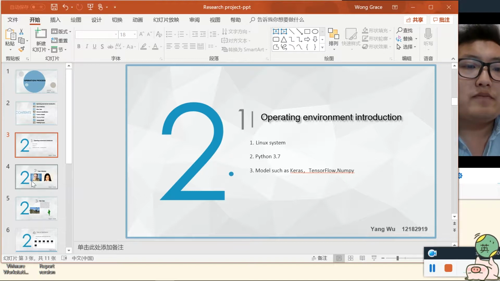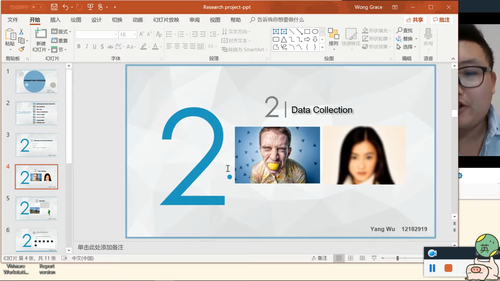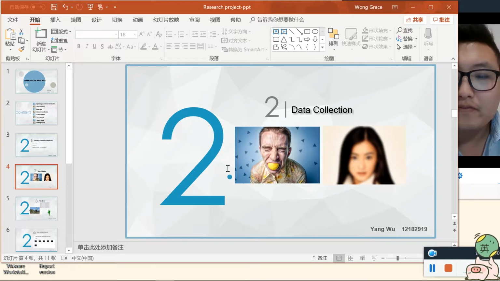So the next is about data collection. Simply speaking, the main part of the image recognition project is to train the model through a large number of samples. So we have to collect a lot of image data, and the quality of the data set will affect the quality of the later training results. So I think we must select better quality images at the beginning.